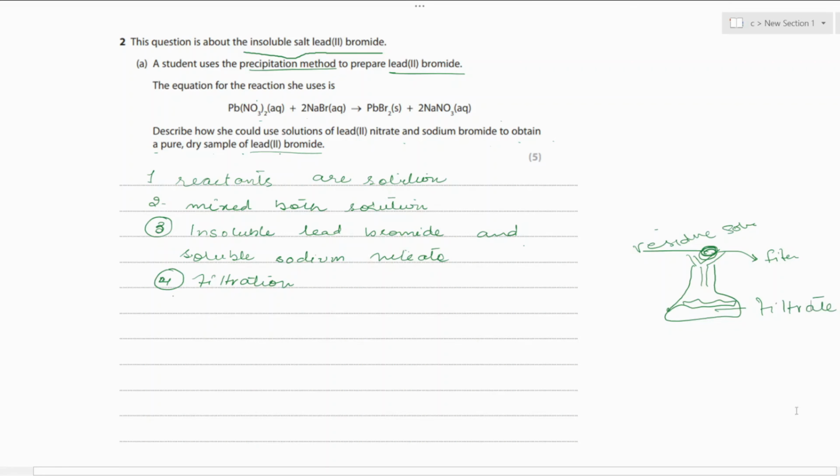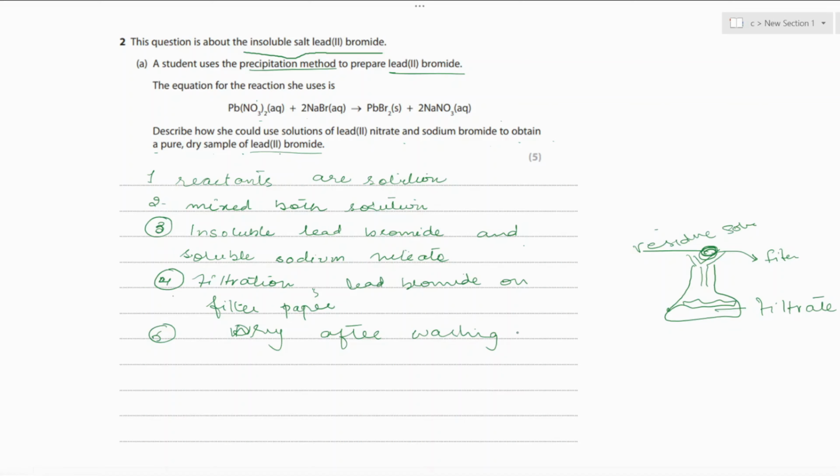So how do you get the lead bromide? On the filter paper, lead bromide is on the filter paper. Okay. What would be our next step? What about washing? We dry it after washing. Okay. Now this is a general method that we have used.